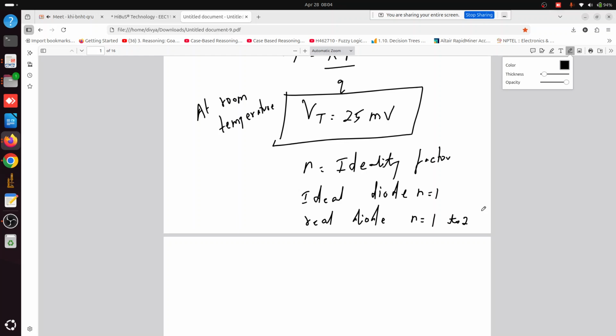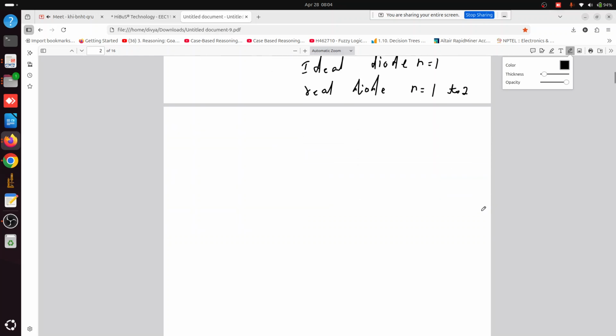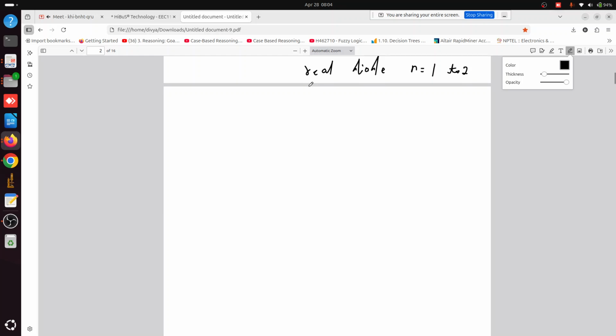Now you see, in forward bias, which I'm writing as FB, we already know that the voltage is greater than 0. So the current equation will be I equals IS e power V by N VT. Why? Because this is much greater than 0. So e power infinity is what? e power infinity is infinity, right?